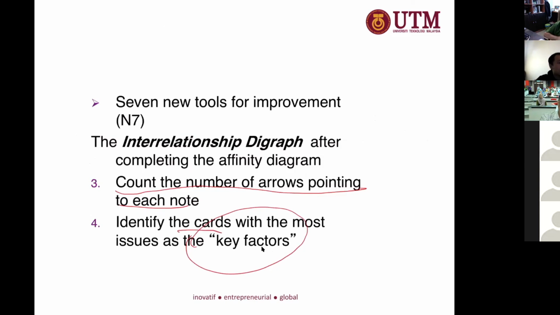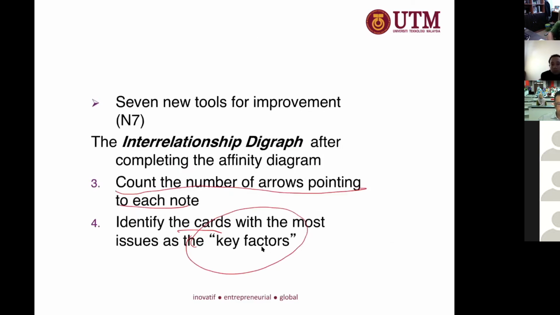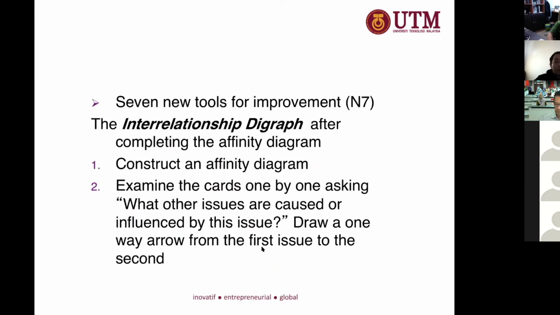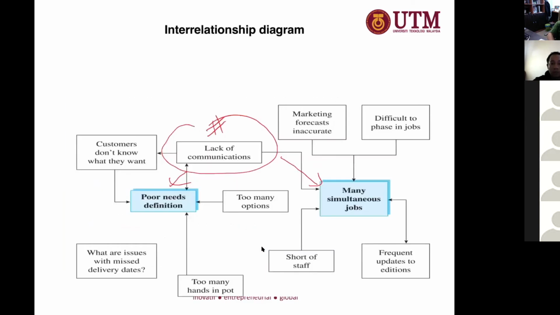Maybe they use cards, or during this IT era, we can use a Google document maybe. Okay, what are the key issues here? Maybe the communication issues. Because just for this one only, poor need definition and many simultaneous jobs, it shows that maybe lack of communication is the problem. So by using an affinity diagram and then combining it with the interrelationship diagram, you can find out what is the actual problem in your organization.